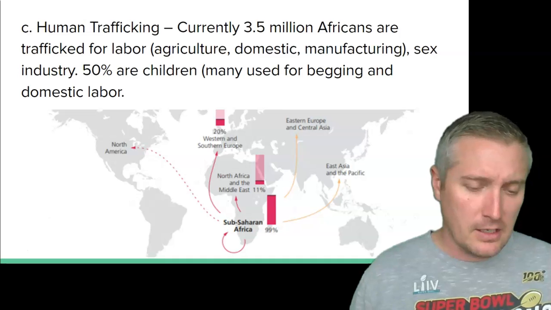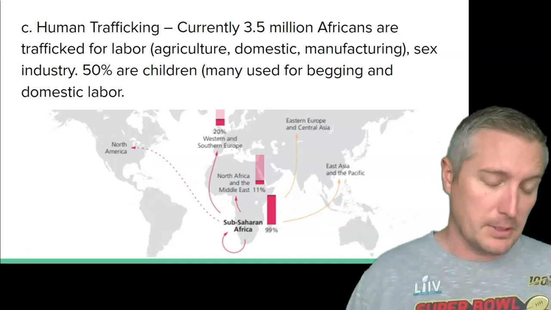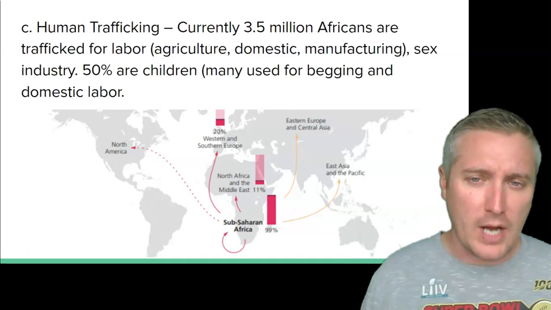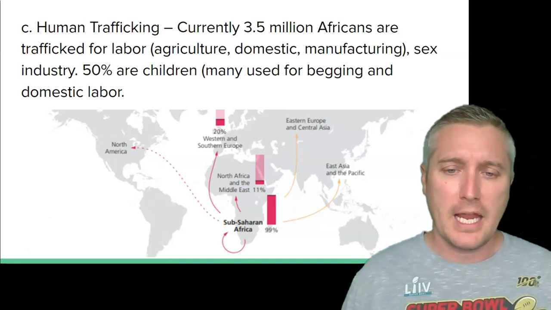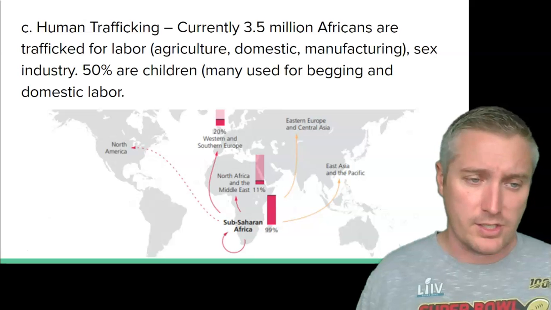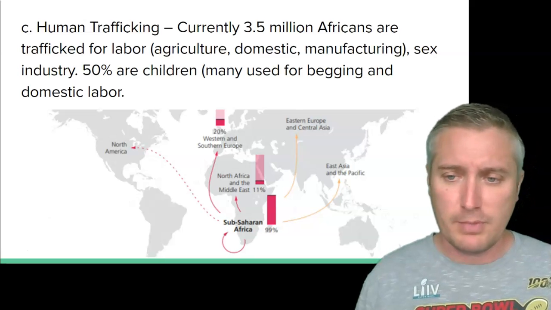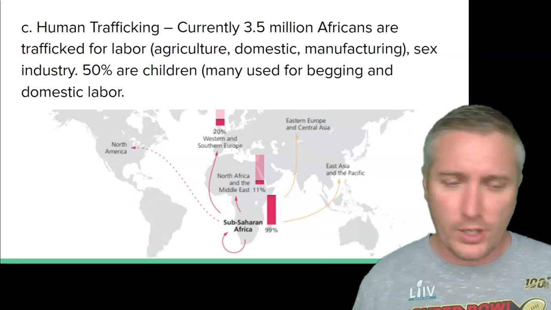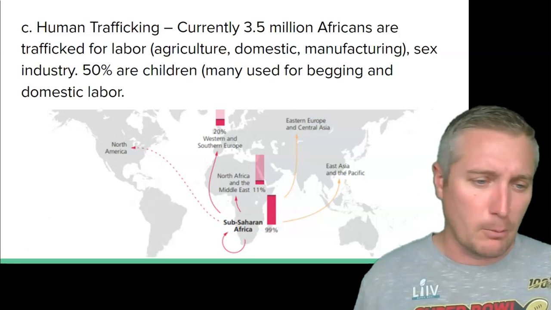and sadly, this is an extremely sad topic. But to make matters even worse, about 50% of those that are being trafficked are children. And I've been witness to this. I've seen children being used in China. You're always kind of getting kids that are begging for money.